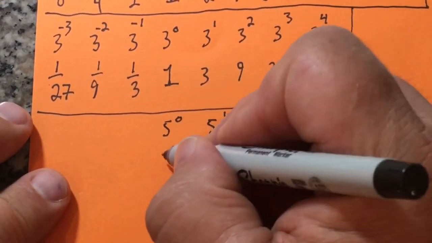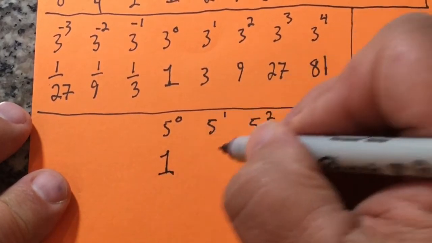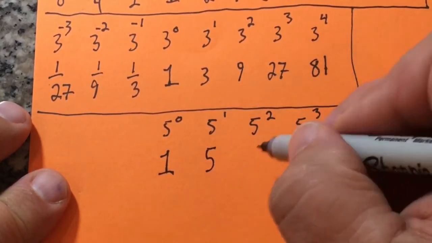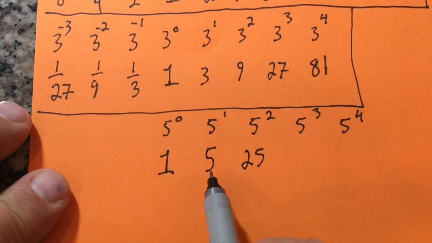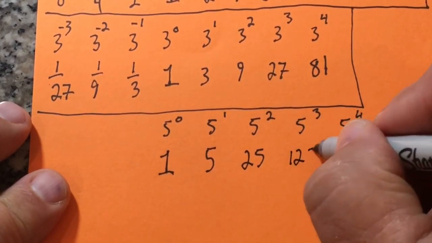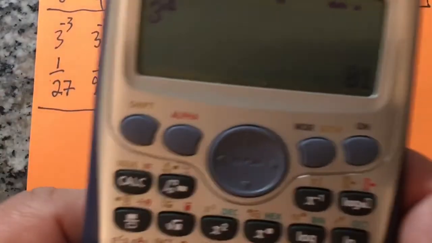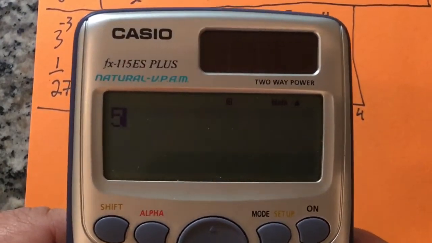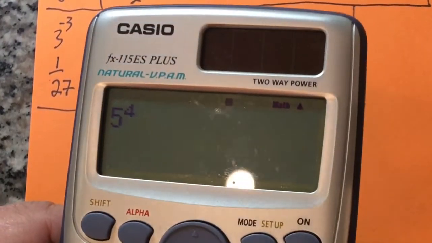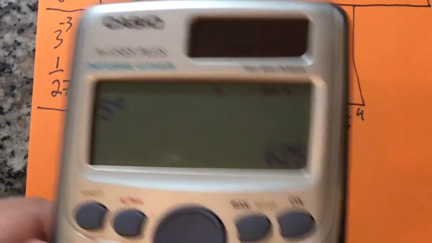So 5 to the 0 power, that's going to give me a 1. 5 to the first power, that's just 5. 5 squared is 25. And then 5 times 25 is 125. And then 5 to the fourth is going to give me 625.